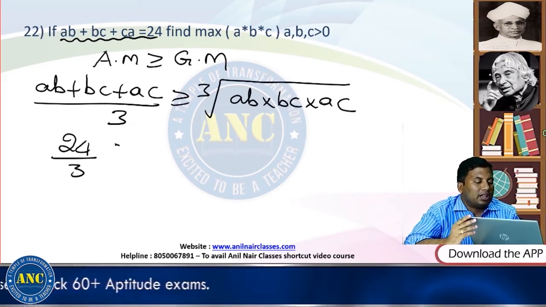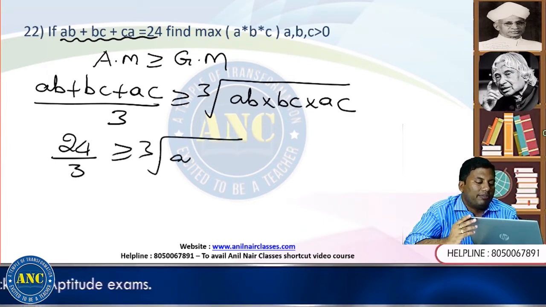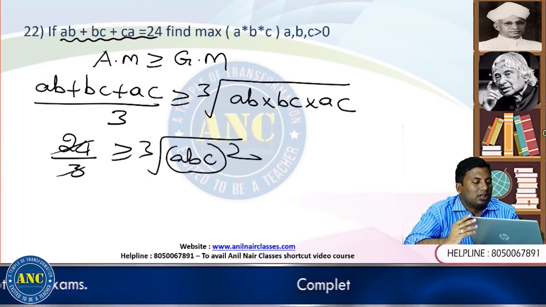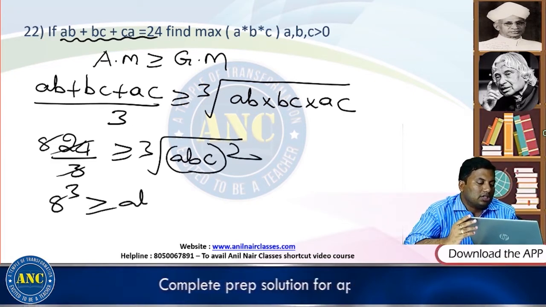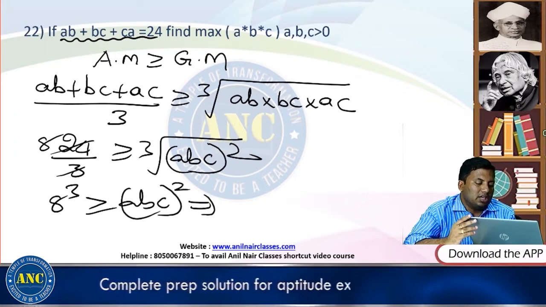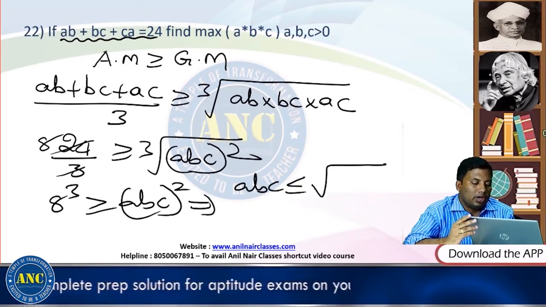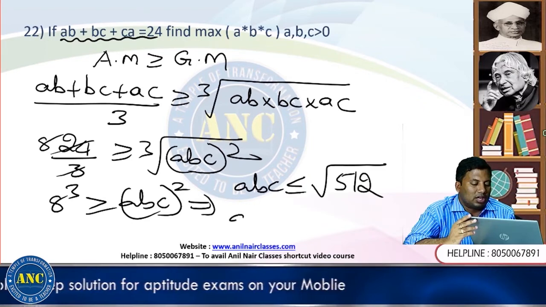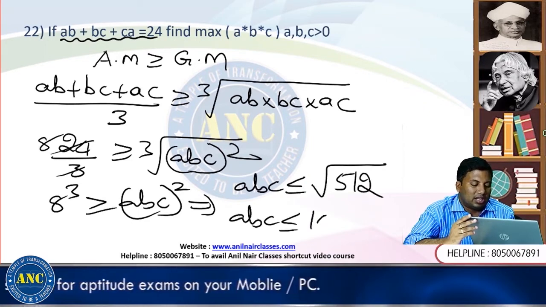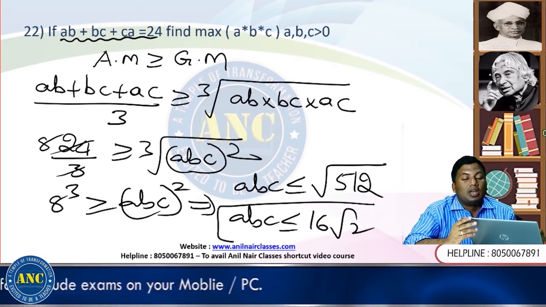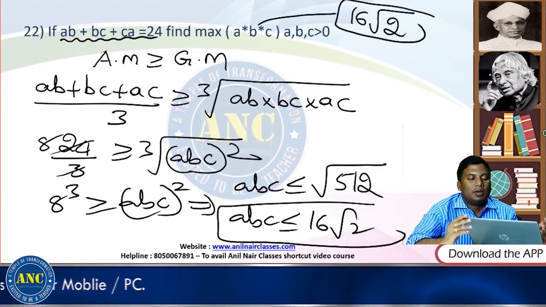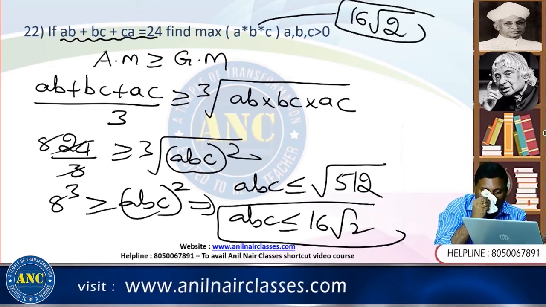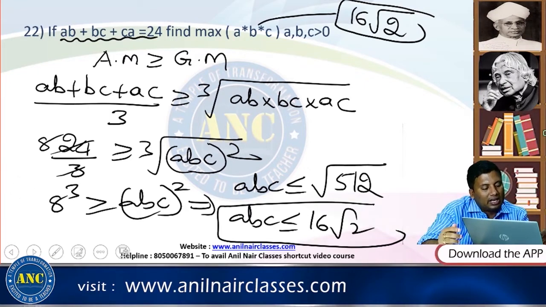24 by 3 is greater than or equivalent to the cube root of (ABC) whole square. This is 8. 8 cubed is greater than or equivalent to (ABC) whole square. So ABC is less than or equivalent to the square root of 512, which is nothing but ABC less than or equivalent to 16 root 2. Less than or equivalent to means the maximum value is 16 root 2. I hope the 22nd question is clear.